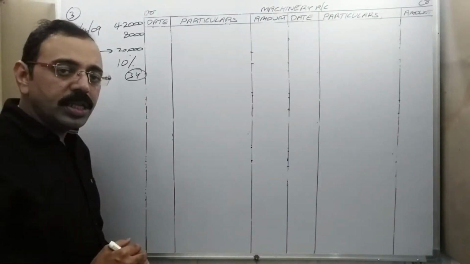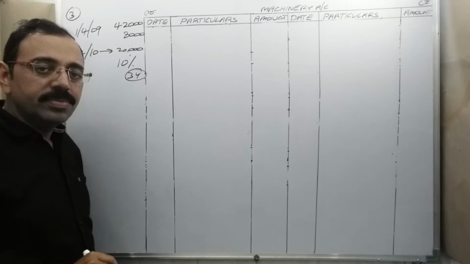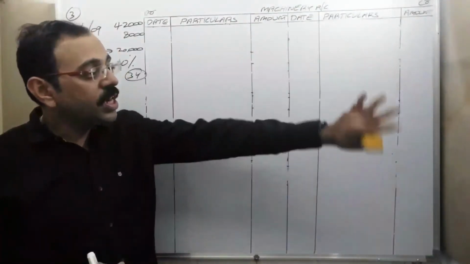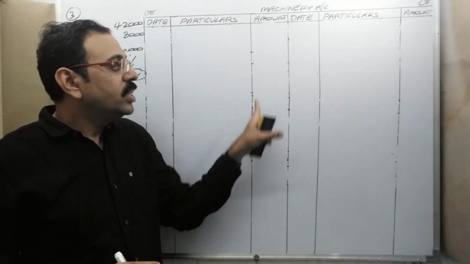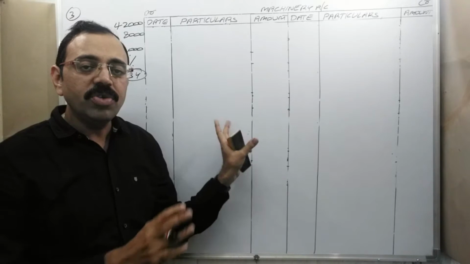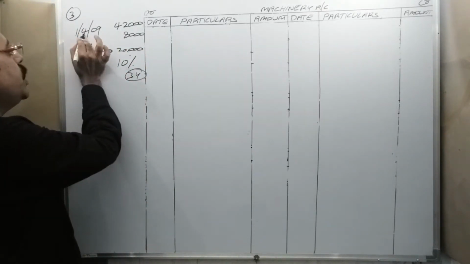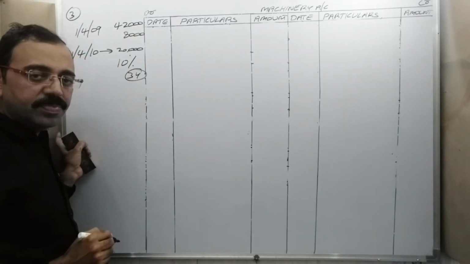So what is the new point in this problem? An additional asset we bought. There are 2 machines. So don't think that 2 machinery accounts we have to prepare separately. In the same account, these 2 assets' information we should show. On 1st April 2009, they bought one machinery.